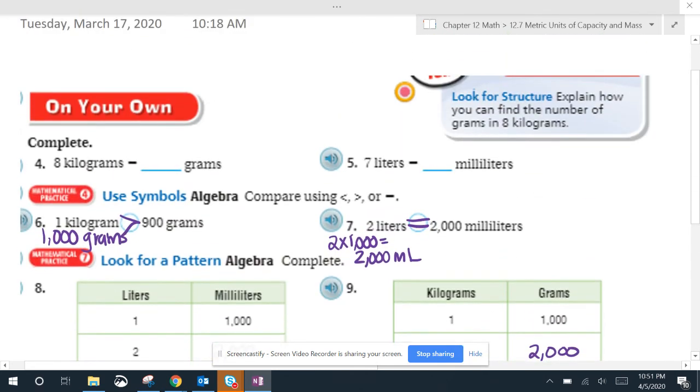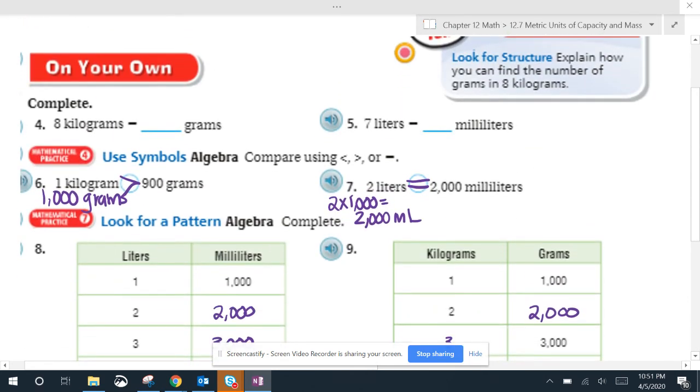Okay, that is it for our lesson today. Short, simple, and sweet. We're multiplying by 1,000 when changing a large unit to a small unit. Please go ahead and complete your practice on Google Forms. And that's all. I hope you enjoyed your lesson.